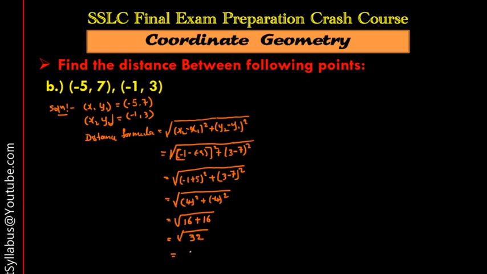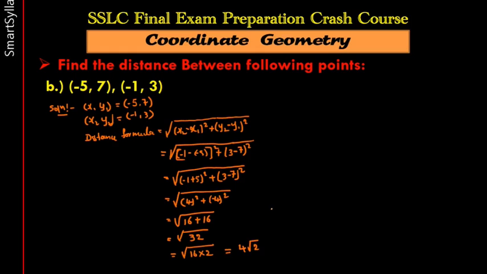Again, just like the previous sum, split 32 into the product of a square number and a simple number. Therefore, the square root of 32 can be written as 16 into 2. That's equal to the square root of 16, which is nothing but 4, so 4 root 2. Now further we cannot solve anything, this is the final answer. It means the distance between the points minus 5, 7 and minus 1, 3 is 4 root 2 units.